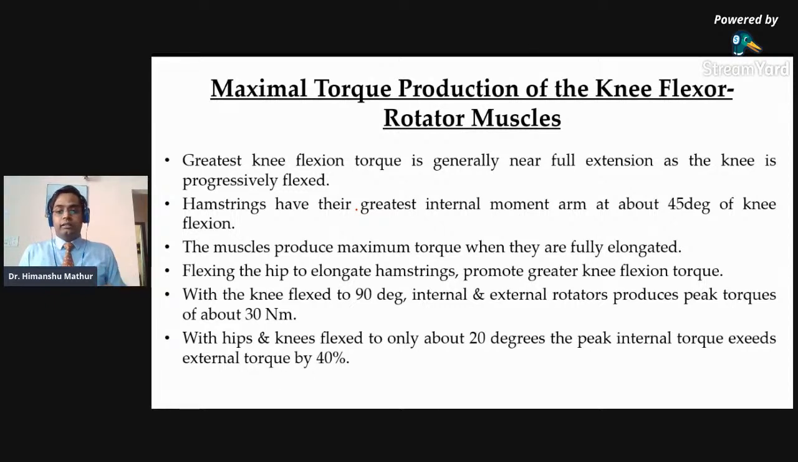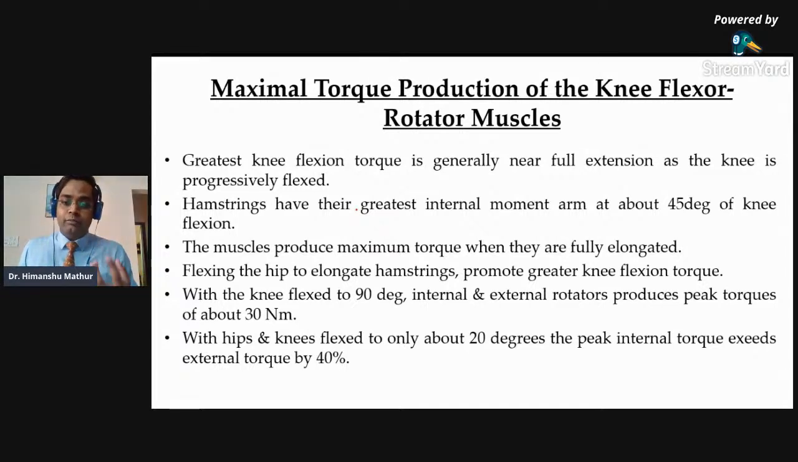Whenever we were comparing the torque generation by different muscles of the knee joint, we just saw that amongst the flexor group of muscles, hamstring is the muscle that produces the largest knee flexion torque, followed by gastrocnemius and then the other muscles. Hamstring also has its greatest moment arm at about 45 degrees of knee flexion. So the maximum internal torque generation for the flexion of the knee joint is at 45 degrees of knee flexion.